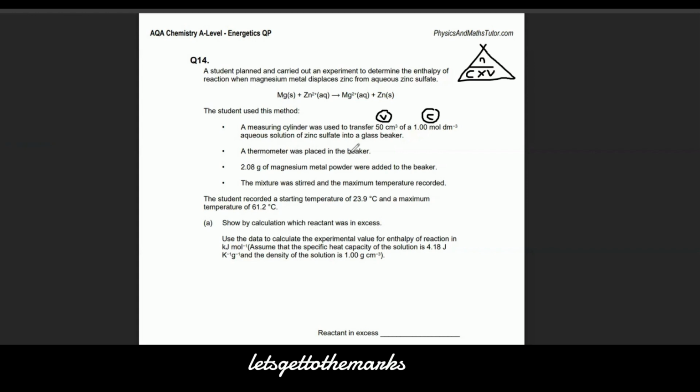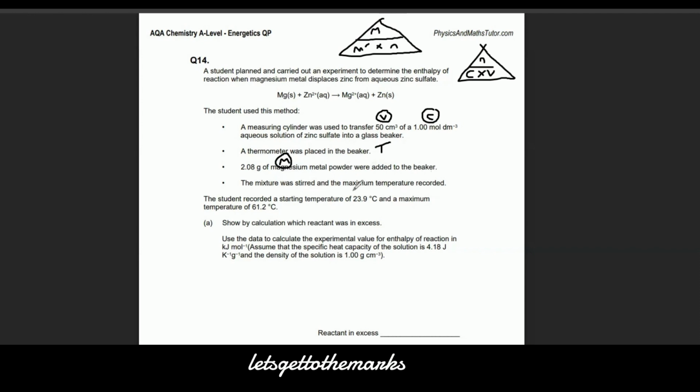A thermometer was placed in the beaker. Okay, so we've got temperature going on. 2.08 grams of magnesium. I've got mass. Once I start thinking we've got moles there, that means we're probably going to be doing this calculation with mass, Mr times moles. So as I'm going through, I'm dissecting and labeling the data. So we've got 2.08 grams of magnesium metal powder, which was added to the beaker.